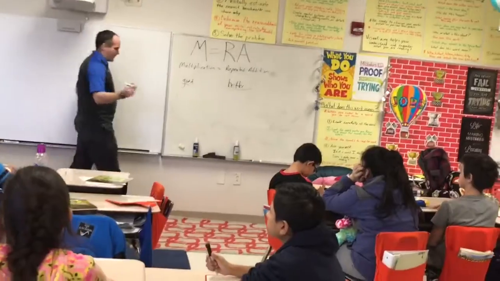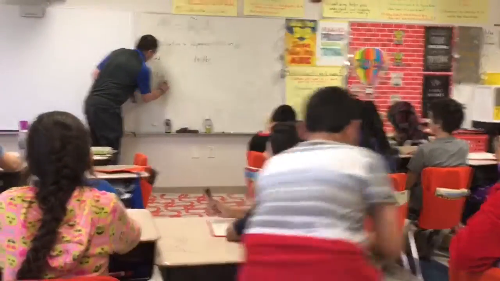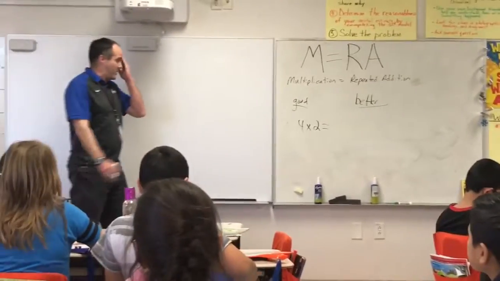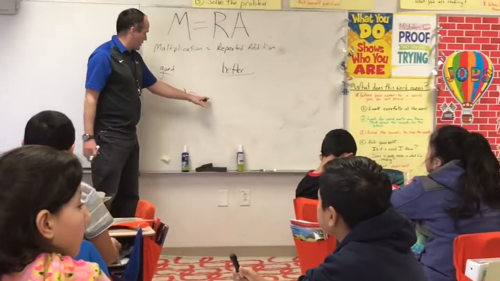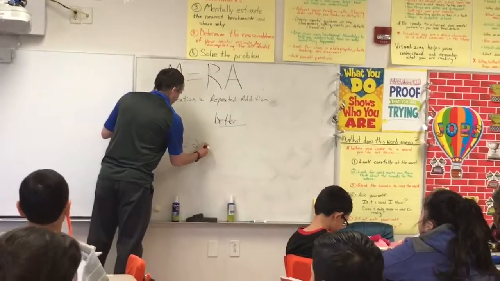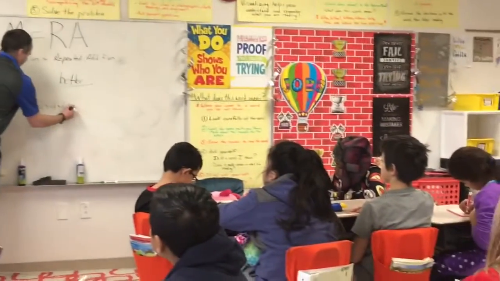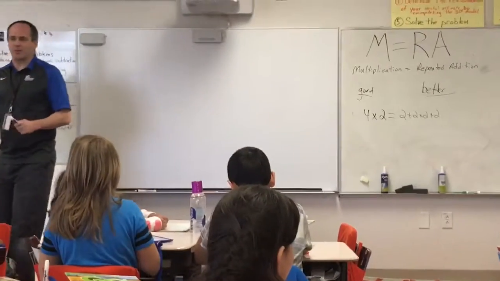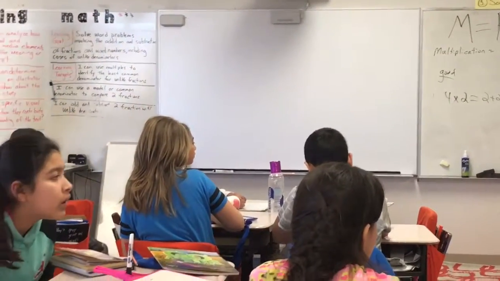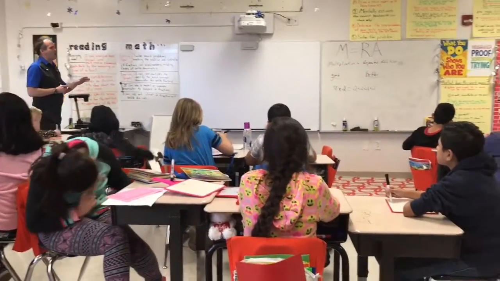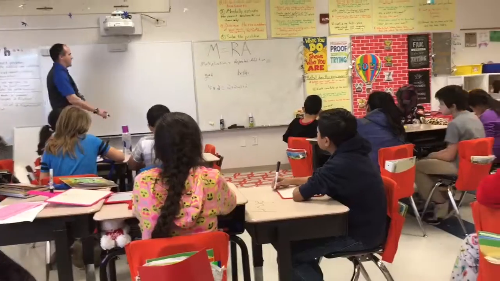So if you think about 4 groups of 2, Genesis, what would be the repeated addition equivalent to 4 groups of 2? 2 plus 2 plus 2 plus 2. Does anybody respectfully disagree? No. So we can use either of these methods to solve a multiplication problem.